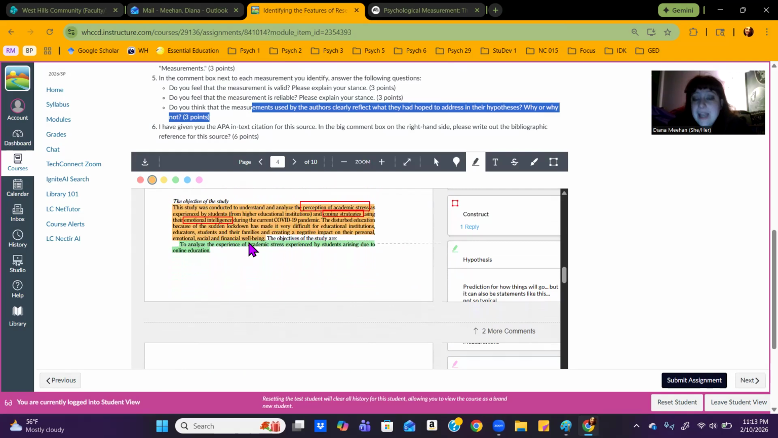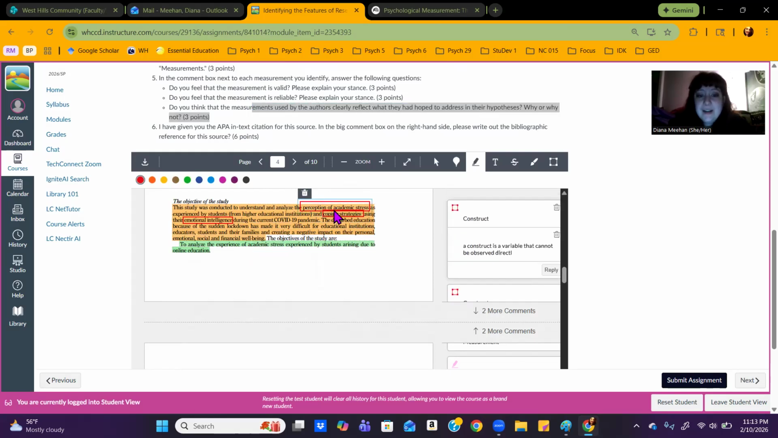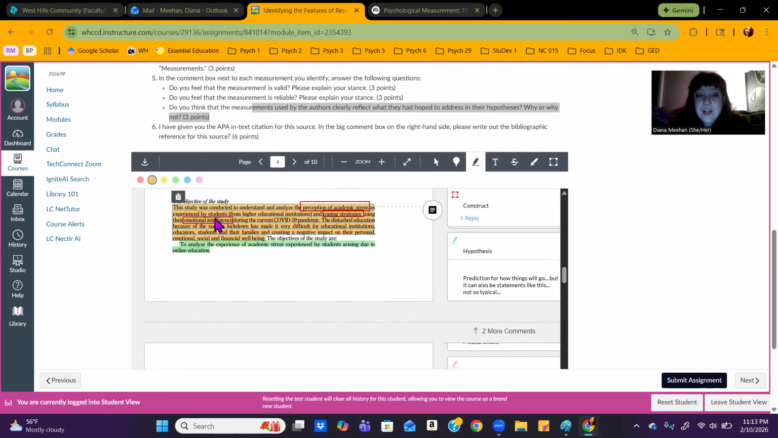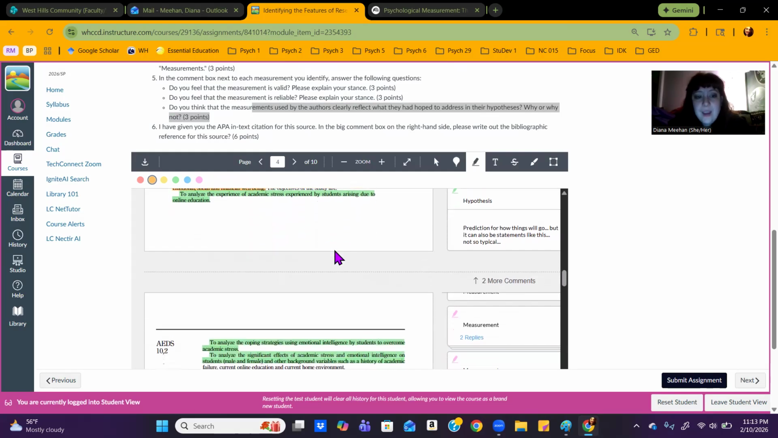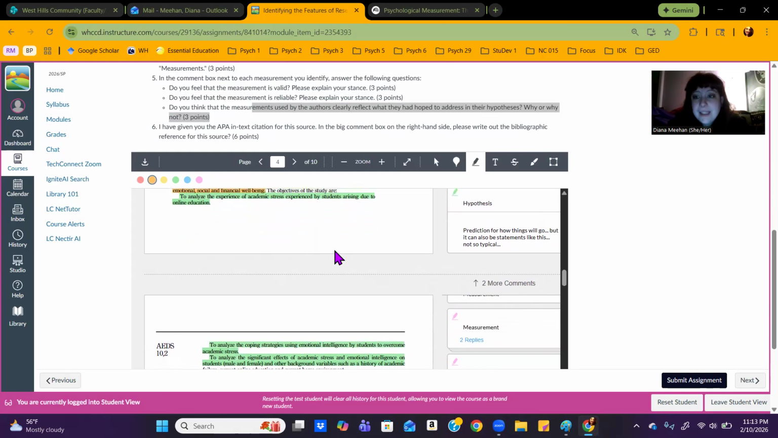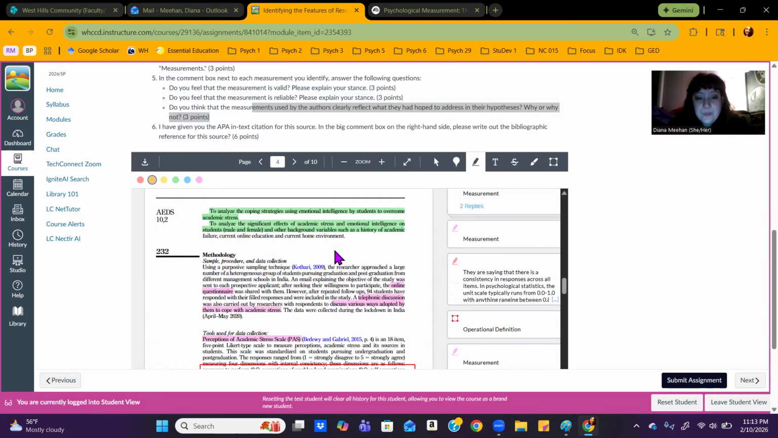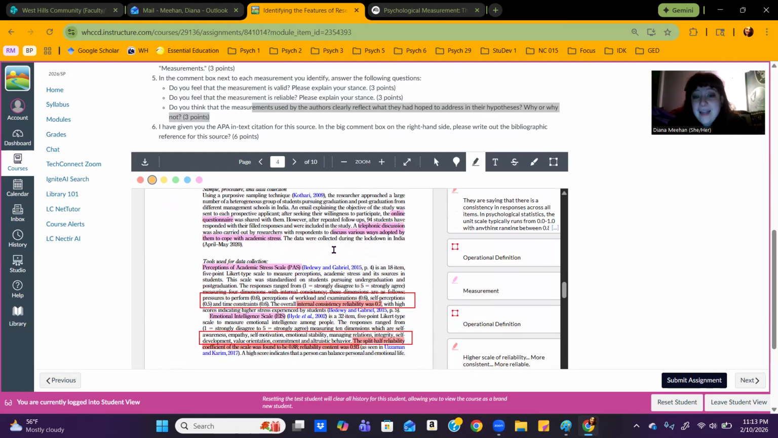This is the purpose, and if you wrote out a purpose that is similar to this or paraphrasing something like this, good to go. Perceptions of academic stress, construct. Coping strategies, construct. Emotional intelligence, construct. In green were the hypotheses. Pink highlights are the measurements.